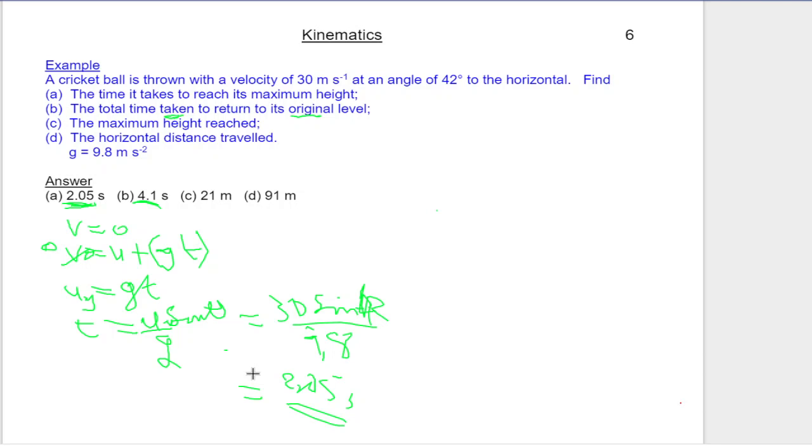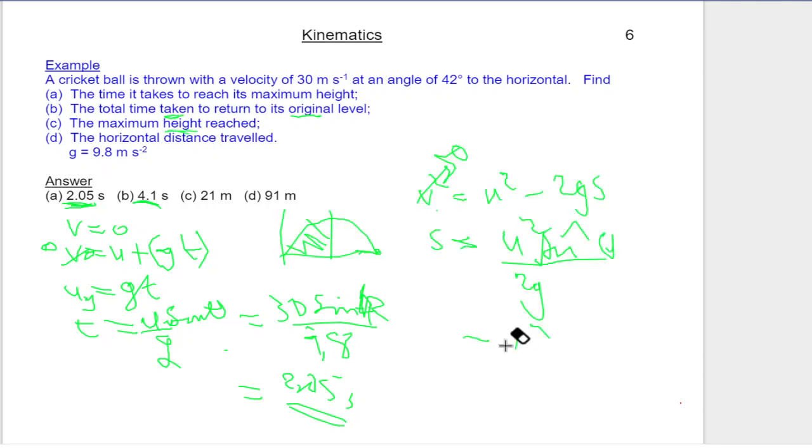And then for the maximum height reached, you use v squared is equal to u squared plus 2as. v is 0 at the maximum height, so s will be equal to u squared over 2g. We are using the y direction, so it's u squared sine squared theta over 2g. So this is going to be 30 squared sine squared 42 over 2 times 9.8. This should give you the 21 meters that we have over there.